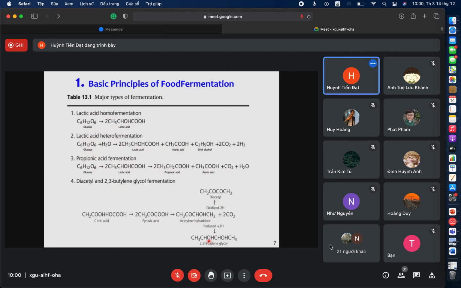Two OH groups are generated here. Diacetyl is a substrate that is available in alcohol, and it can cause headaches. It's not preferable in the product. Some byproducts can lead to undesirable properties of the food after the end of the fermentation, so that's the reason why sometimes we need to control it well.